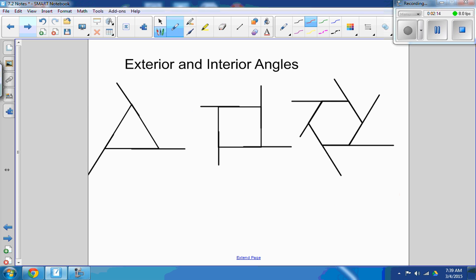Now, we know our exterior and interior angles add up to 180 because they are a linear pair. Adds up to 180. Adds up to 180. Adds up to 180. So our interior and exterior angles always add up to 180.